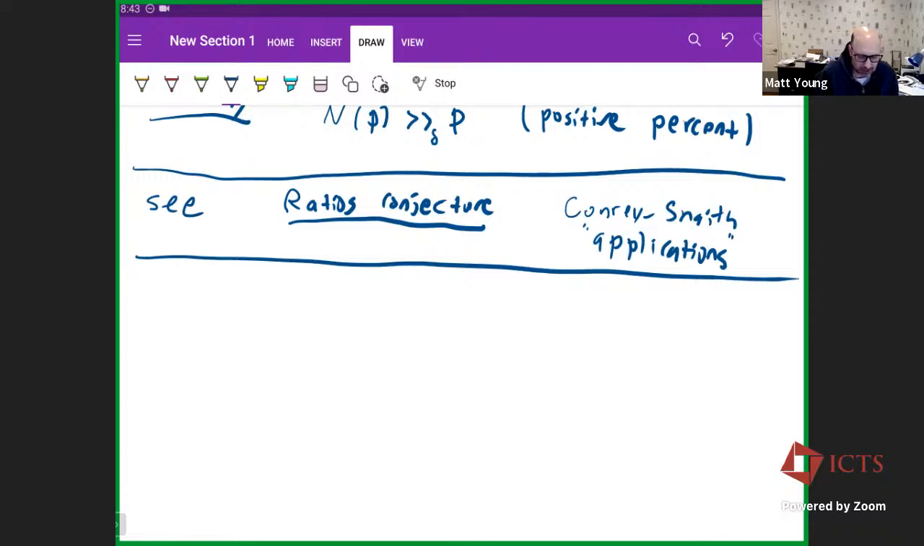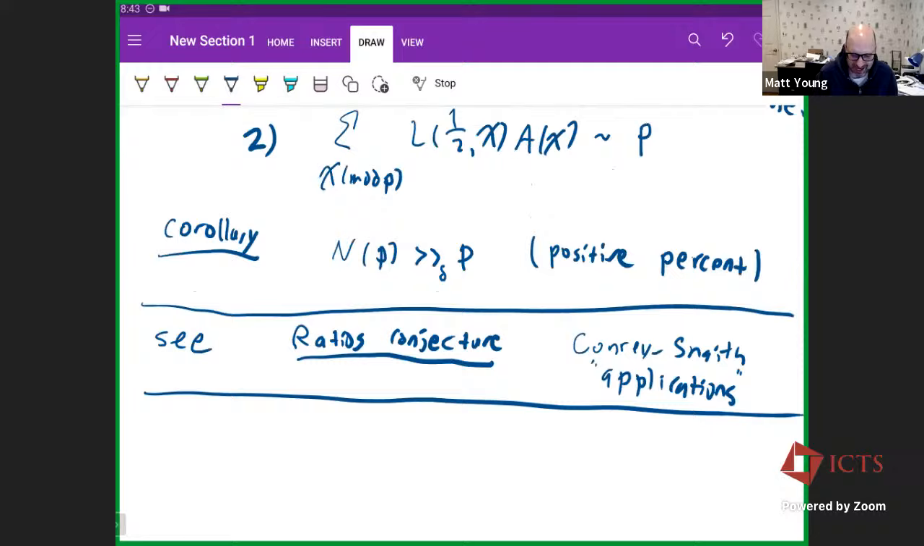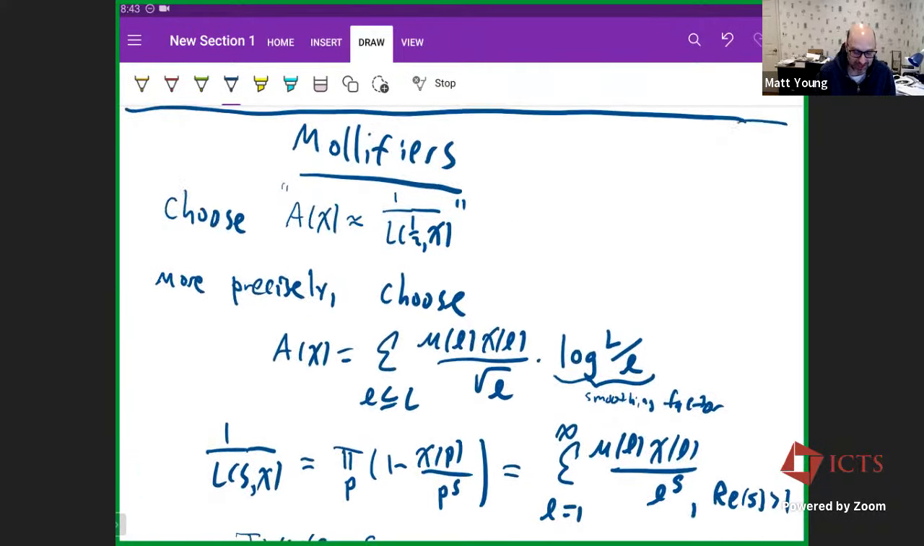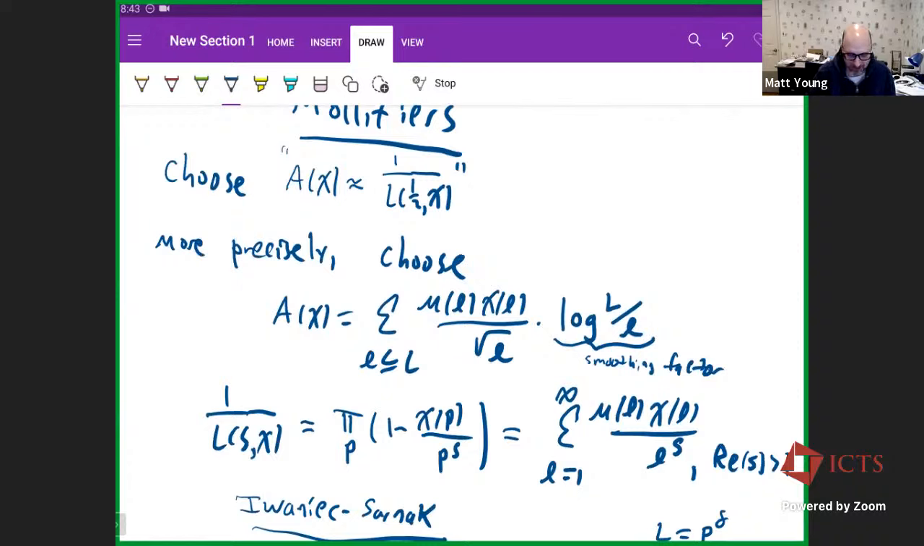Another thing to say: what is this mollifier actually doing? It's not actually the reciprocal of your L function. Your L function, first of all, could vanish, and then if it was the reciprocal of your L function, this would be infinity. We don't want that, or we'd be dividing by 0, and we don't like that, obviously. I don't have to tell you that.